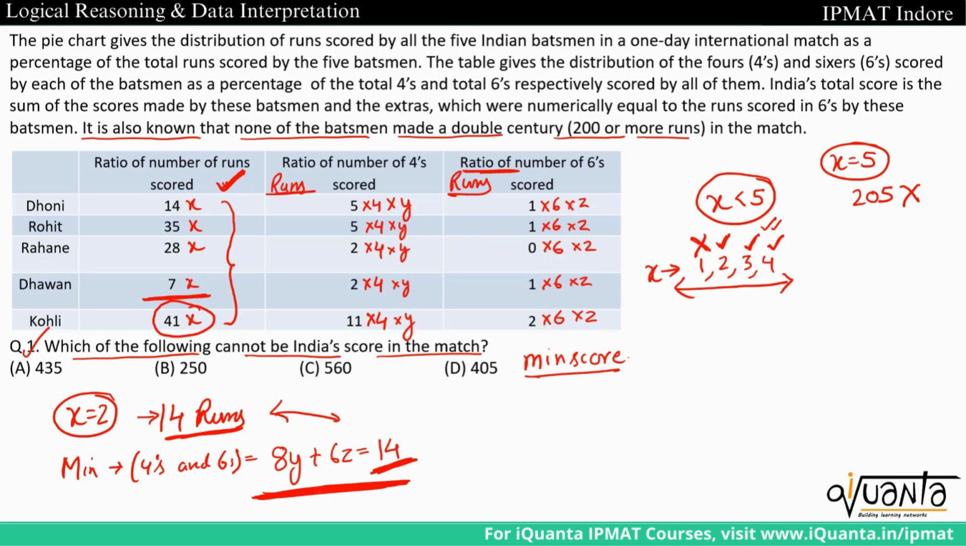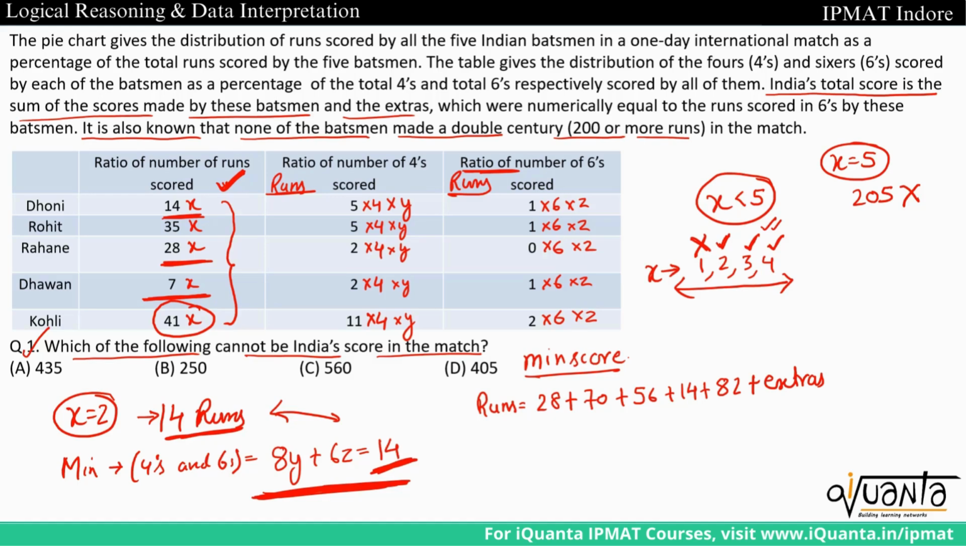So if x equals 2, runs will be 14 into 2, that means 28, plus 35x, that means 35 into 2, which gives me 70, plus 28x by Rahane, that means 28 into 2, 56, plus 7x, that means 7 into 2 by Dhawan, which gives me 14, plus 41x by Kohli, so 41 into 2 gives me 82. Now we were also given that India's total score is the sum of scores made by these batsmen and the extras. So these are the runs made by these batsmen. We'll also include extras into it.